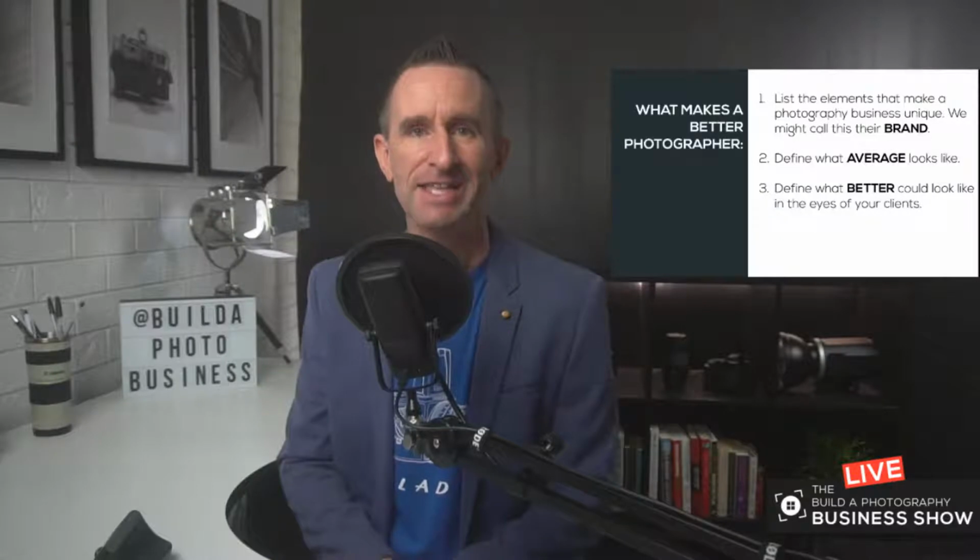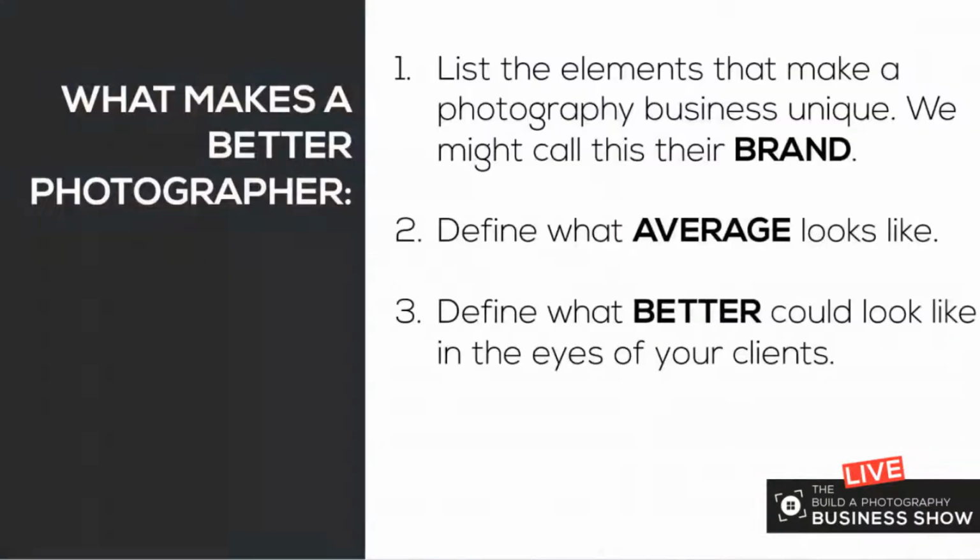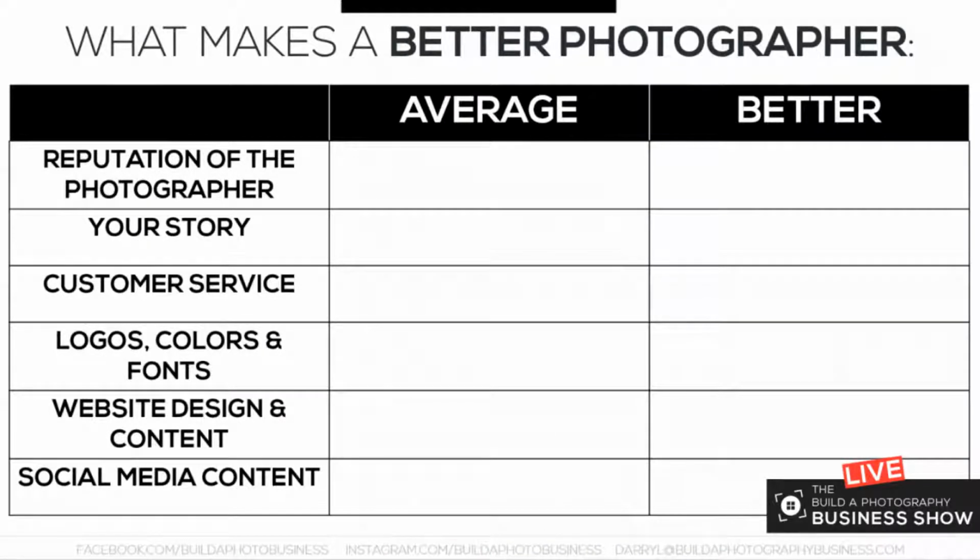So, what we want to do then is look at the other areas of your business, in particular, the areas that your clients are better at judging, and see how they might impact on the way your potential clients see you. So here are the categories I'd include when trying to define a particular photographer's brand and what might set you apart. So I'd list the reputation of the photographer, your story, customer service, logo, colors and fonts, website design and content, and social media content.